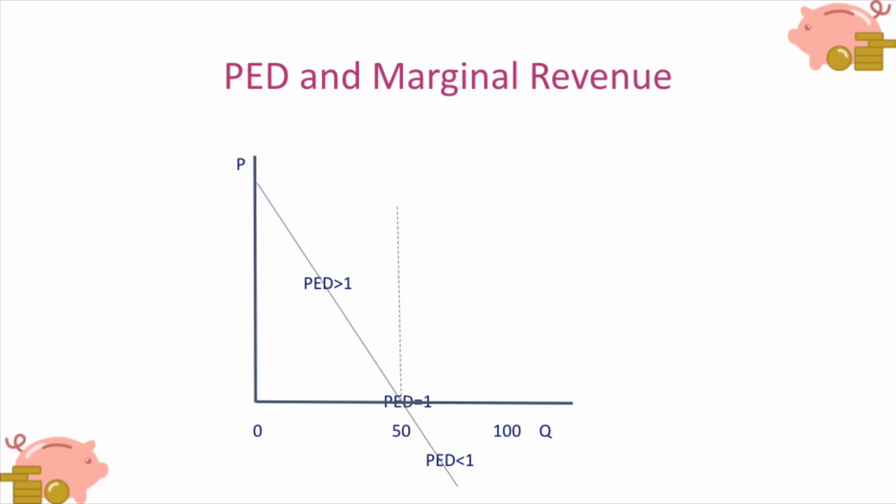So if we're in the elastic portion of the marginal revenue curve and we were to cut price, that means that revenue would rise because of that elasticity. If we were to cut price in the negative part of the marginal revenue curve, then revenue would fall because the PED is inelastic.